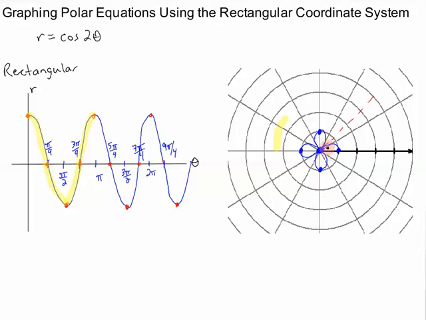And if you keep going, you'll end up with what's called a four-leaved rose. So it's another interesting way to graph polar equations without actually plotting too many points. Here you get to understand the pattern as to what happens, and you can actually see it by looking at the rectangular version of the coordinate system.